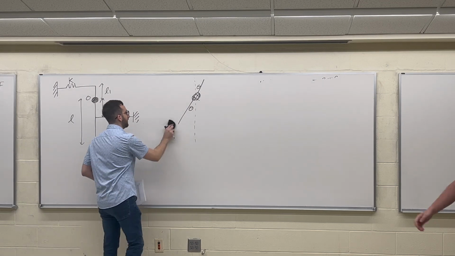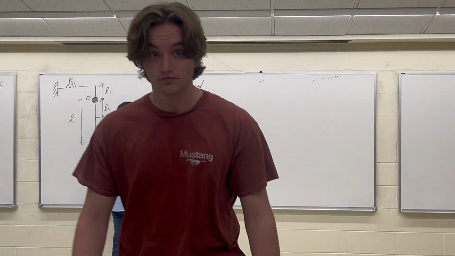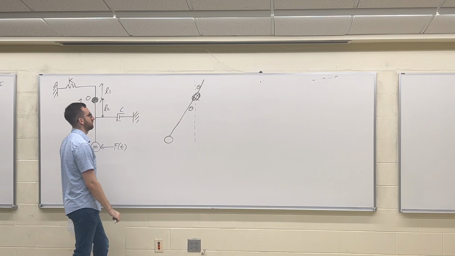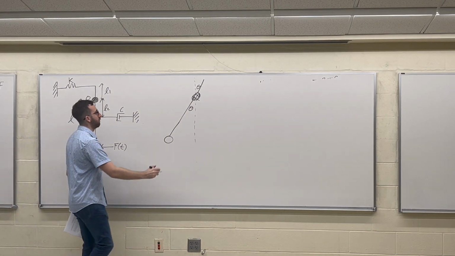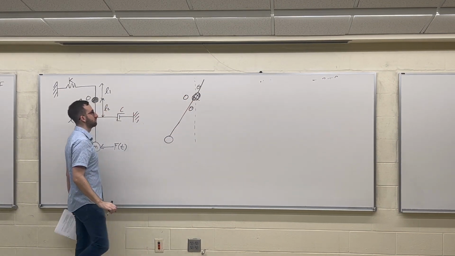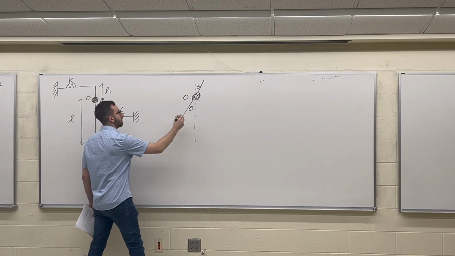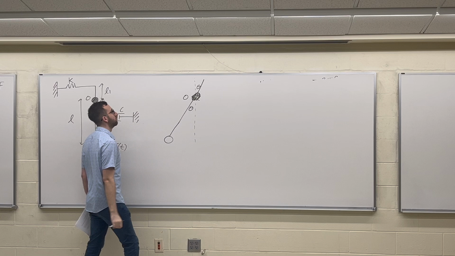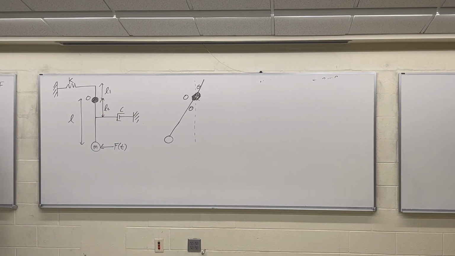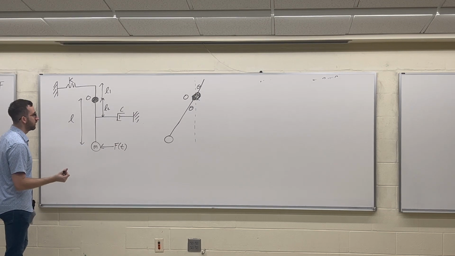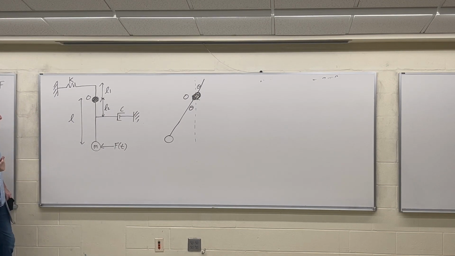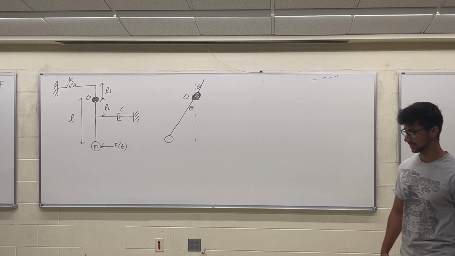Okay, I'm gonna make this a little bit longer so we can have room to write. And again, this is pivot point O. So, we want to sum the moments about point O. We need to find which forces are contributing a moment. Let's go ahead and look at the possible forces in this problem.